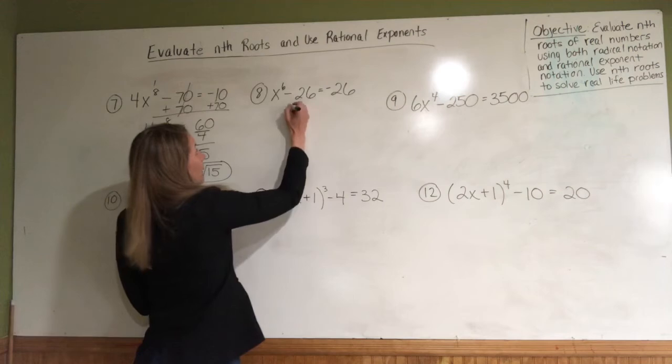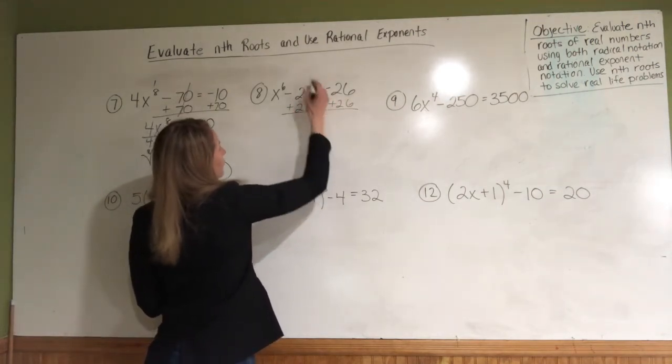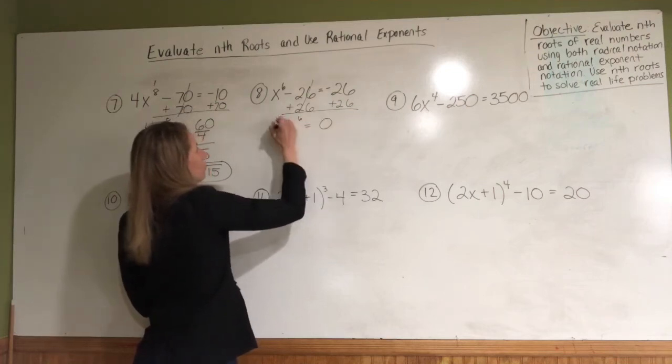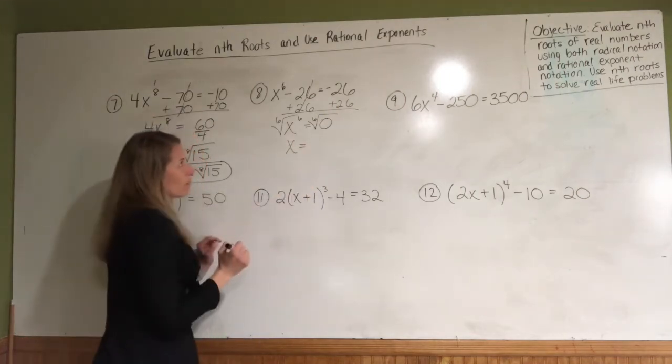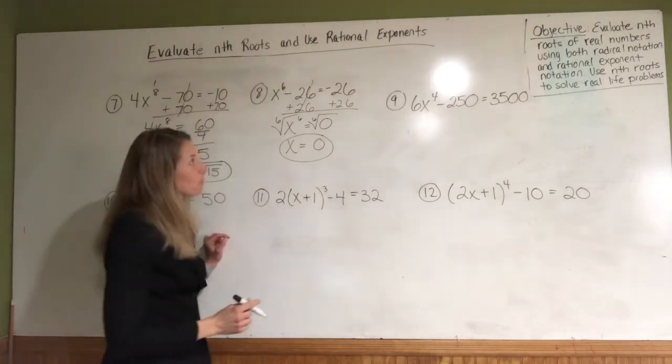Okay, so number 8 now, we're going to add that 26 to both sides. x to the 6th equals 0. So when we go to that 6th root, to cancel out the 6th power on the x, we end up with just an answer of 0.